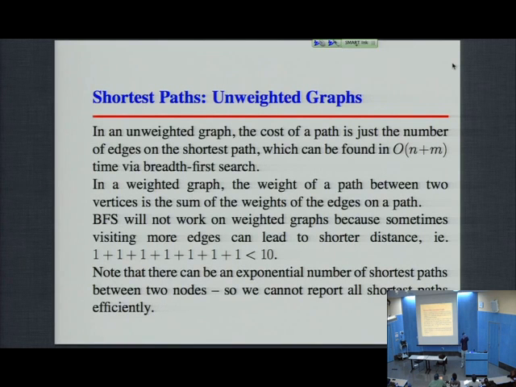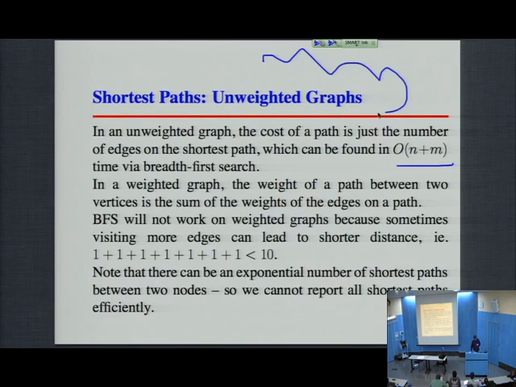Remember, if it's an unweighted graph, meaning all edges have equal weight, the path with the smallest number of hops is the shortest path, correct? That is exactly what we found with breadth first search. So if you want to find a shortest path in an unweighted graph, that's BFS. We can do that in linear time, and we're perfectly happy with that, right? Any questions?